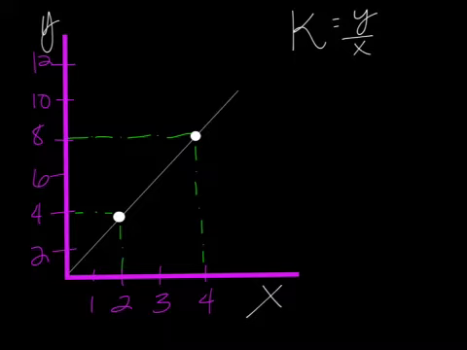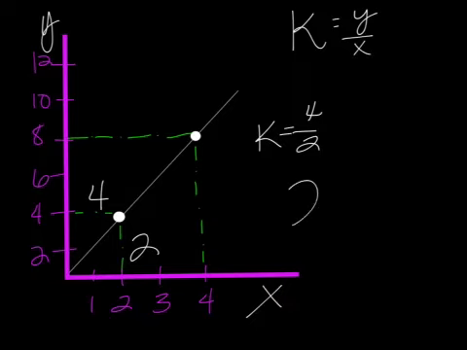So what I'm going to do is figure out where this dot matches to. It goes over to the 4, so my y value is going to be 4. And I go down to my x, and that's going to give me 2. So for my first point, k equals y over x, which is 4 over 2. And 4 divided by 2 is 2.